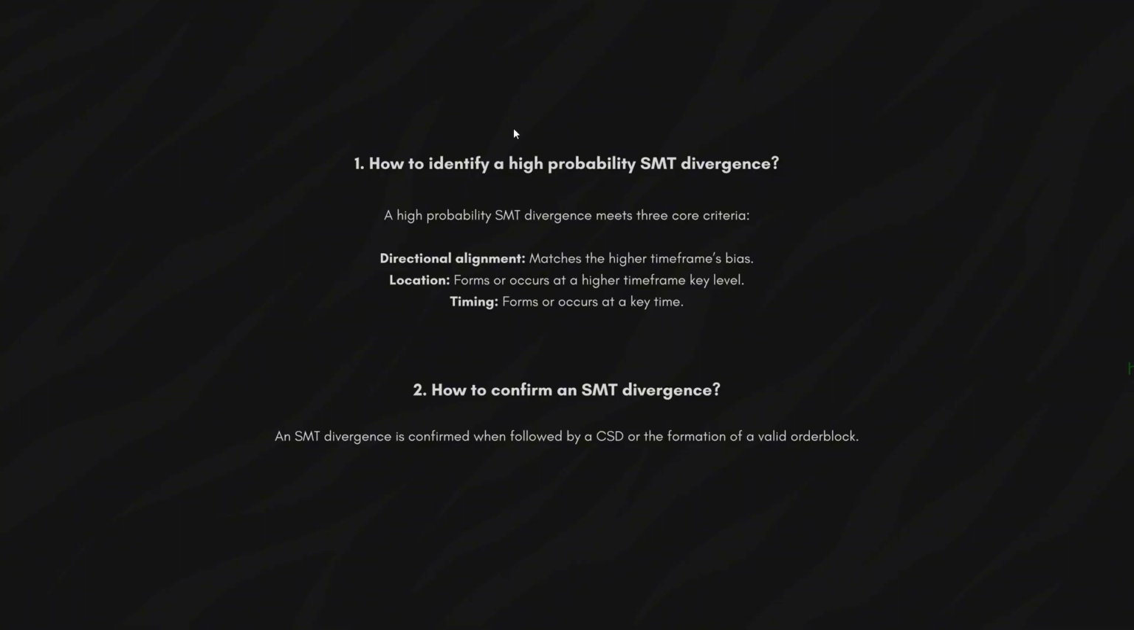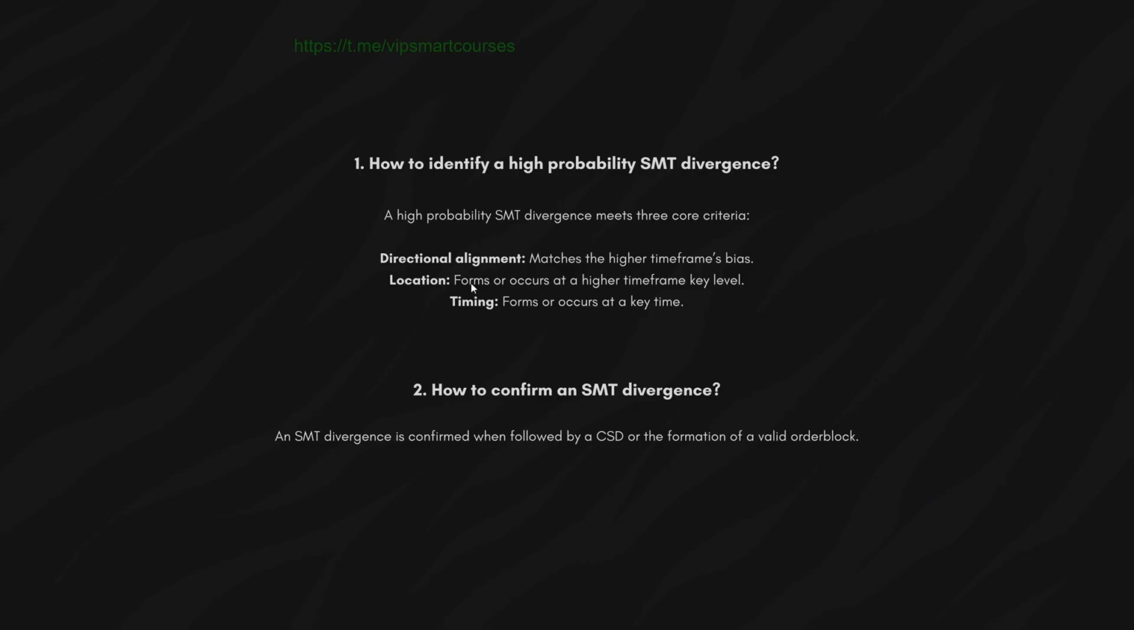So first of all, let's talk about how to identify a high probability SMT divergence. A high probability SMT divergence meets the following three core criteria. First of all, it is always aligned with the higher time frame directional bias, meaning it matches the higher time frame drawn liquidity or the higher time frame bias. Okay, the directional alignment is always that it's aligned with the higher time frame directional bias.